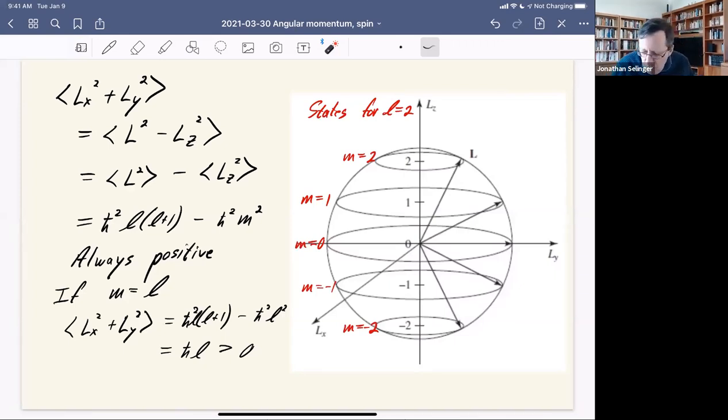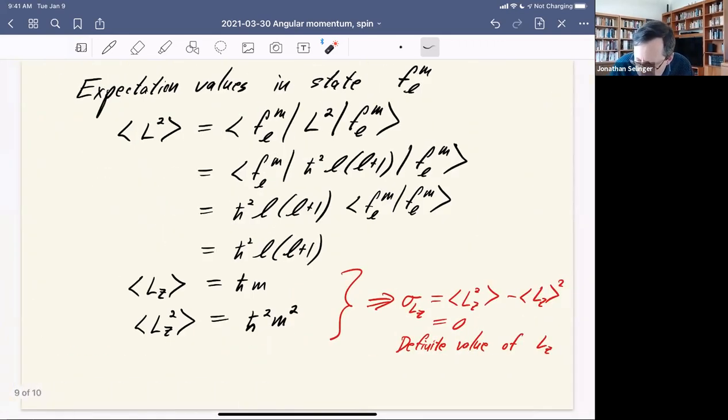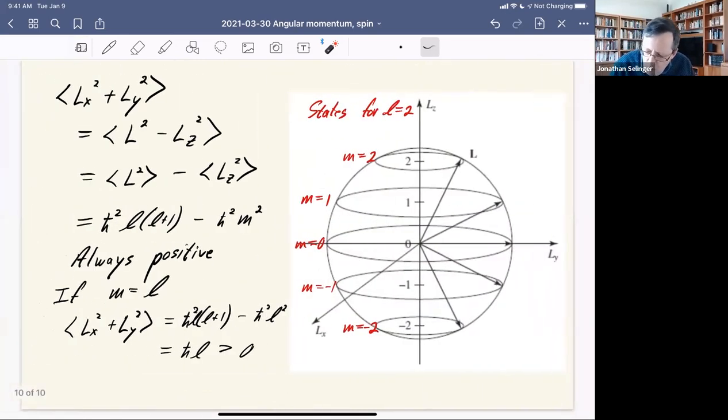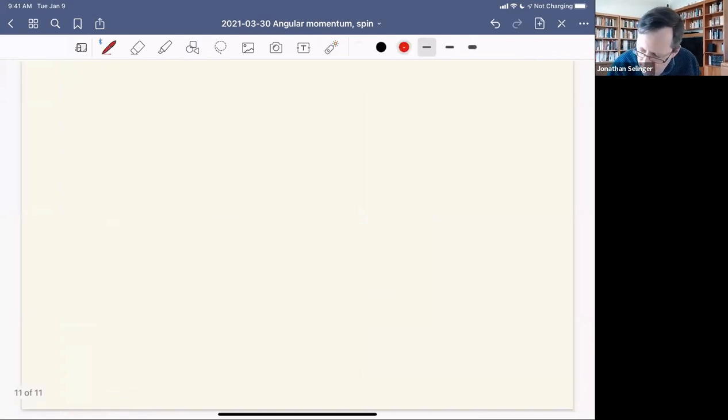Now, what about the eigenfunctions? Here, I haven't told you the eigenfunctions yet. I just gave them labels. So let's call them f sub l superscript m. Okay, so what are the eigenfunctions?